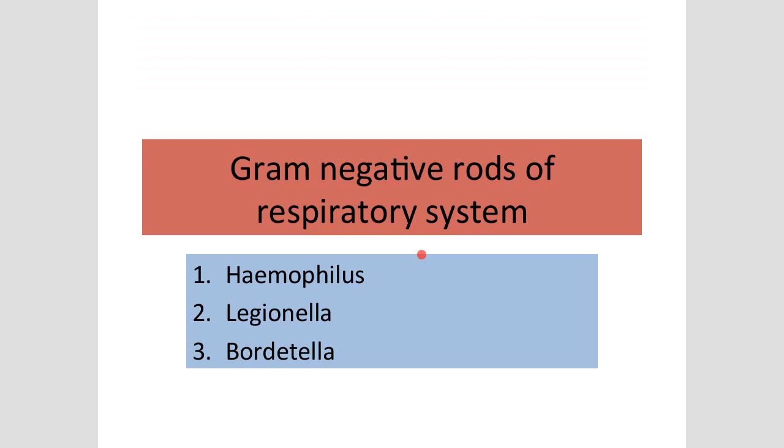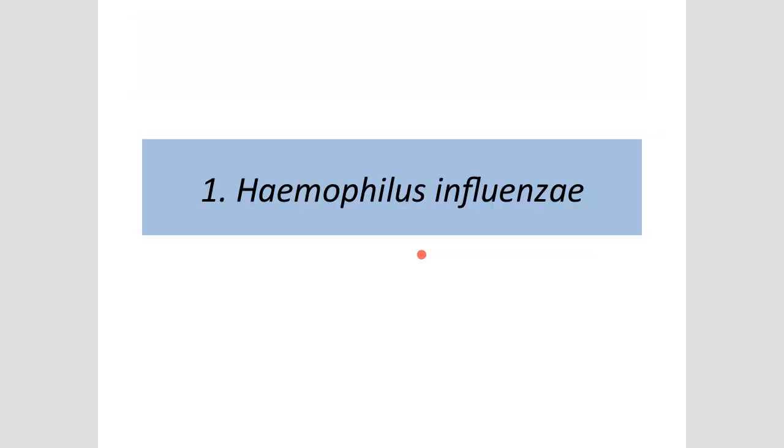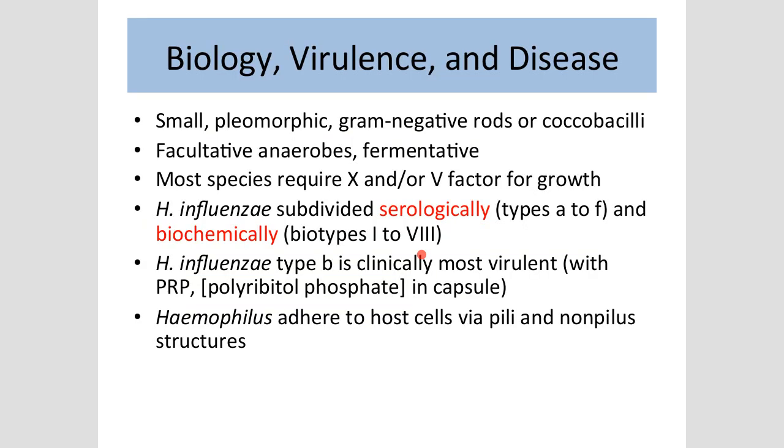So when somebody in the hospital says gram-negative rods of the respiratory system, now we are moving a little toward the systemic side, as compared to gram-positive or other gram-negative bacteria. We will immediately think of Haemophilus, Legionella, and Bordetella. These are the 3 important bacteria when you talk of the respiratory system. Let's begin with Haemophilus influenzae.